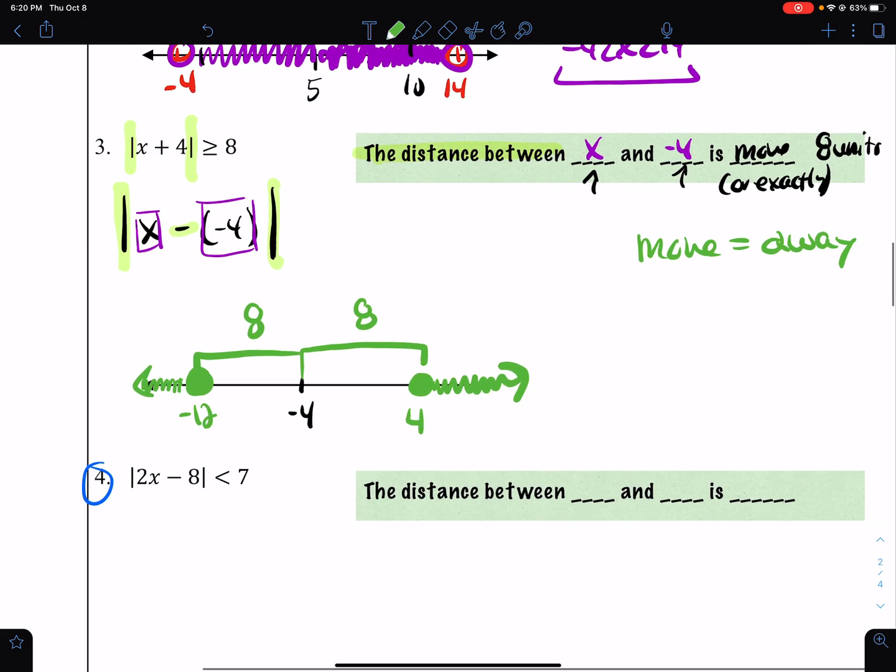So I can see this is clearly an or inequality, right? We have all the x's such that x is either less than -12 or the x's are greater than or equal to 4. I'm sorry, I forgot. Less than or equal to -12.